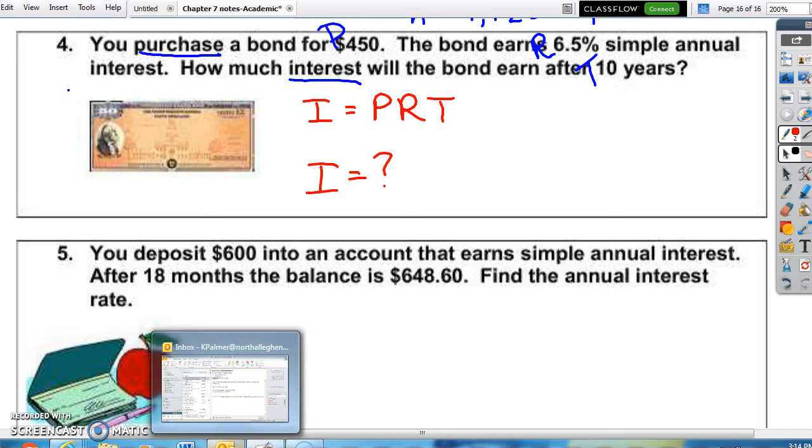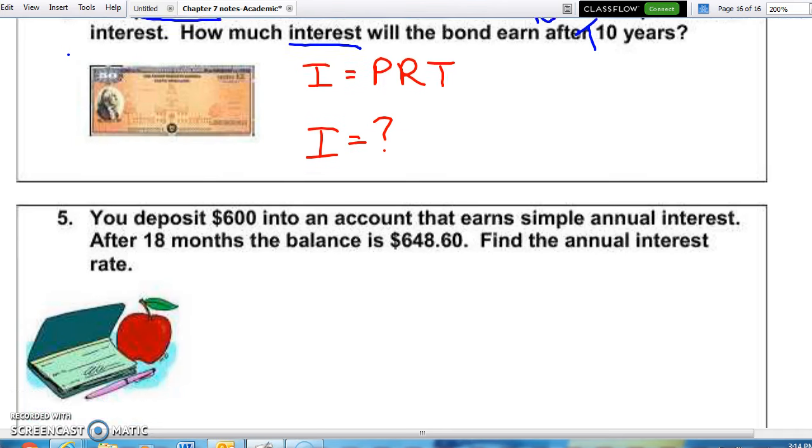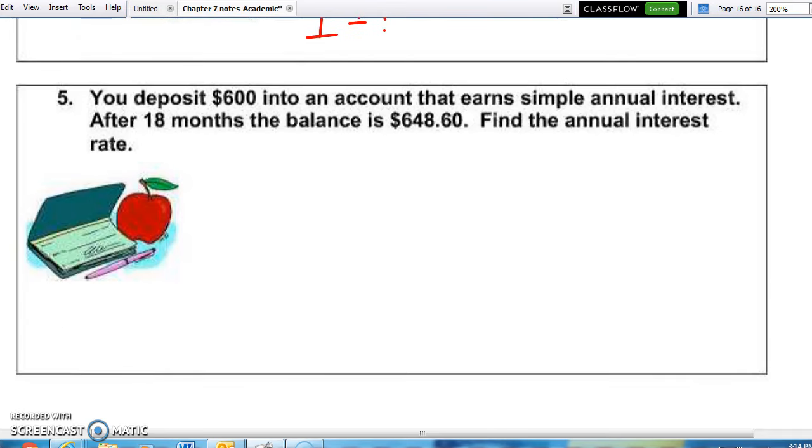What does I equal? The last problem on your notes is a little bit trickier. You deposit $600 into an account. That's our principal, what we're starting with. That account earns simple annual interest after 18 months. There's our time. Don't forget, this is in months. We want to change it to years, so you're going to have to divide by 12.